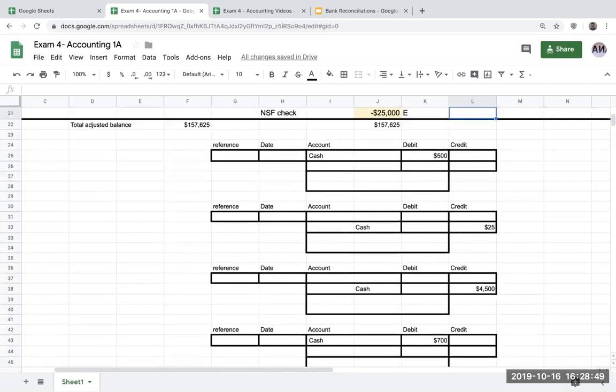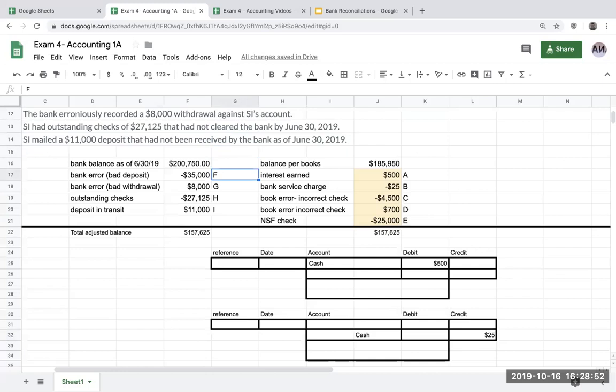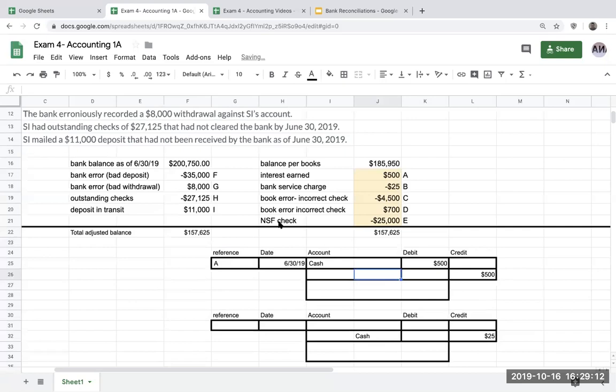So what you'll be asked to do for this type of question is the first thing is show me the adjusted balance. The second thing is going to be to go through and to do the journal entries. So my first one right here is going to be on June 30th, 2019. I'm debiting cash, and what do I want to credit for 500? Interest revenue? Interest earned, or to say interest income. And my description is going to be to record interest earned during the month of June, something like that. Okay? Does that make sense? Yes. Okay.